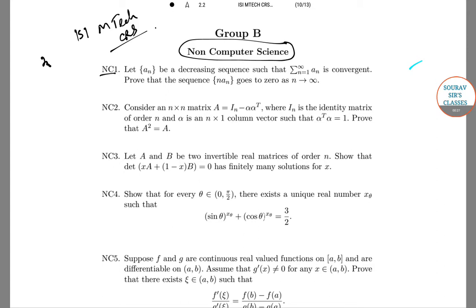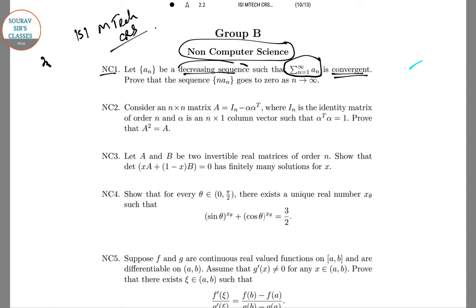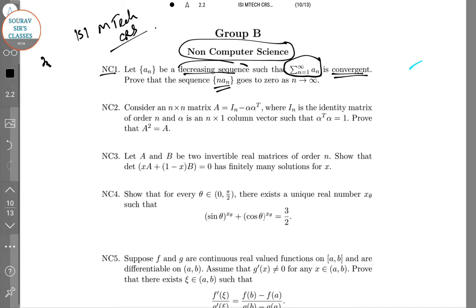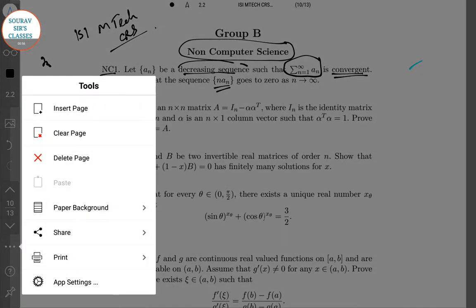So the first question is, let a_n be a decreasing sequence such that the summation of a_n, n equal to 1 to infinity, is convergent. As a decreasing sequence gets this kind of convergence, we need to prove that the sequence n times a_n goes to 0 as n tends to infinity. Quite a subjective type of question.